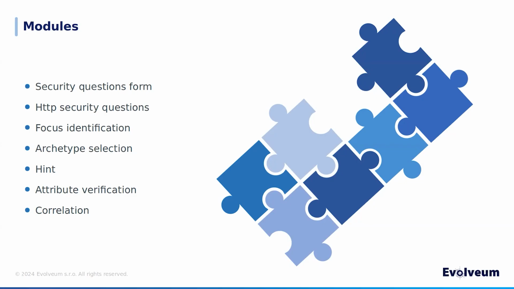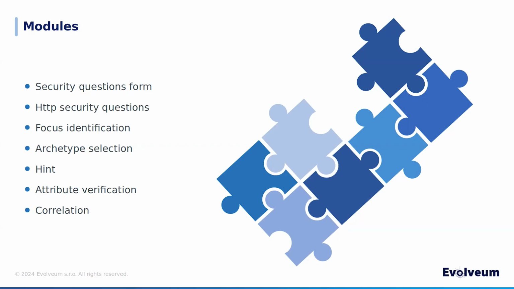The next module is the archetype selection module. During the processing of this module, the user can select an archetype that will be used in the following authentication modules in sequence. This module can influence which modules will follow based on the selected archetype, but we will talk about that later. The focus identification authentication module is the module that tries to find the user in midPoint according to the specified attributes. Like the archetype selection module, the focus identification module can influence which modules follow it based on the archetype of the identified user.